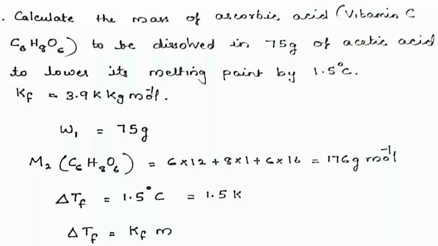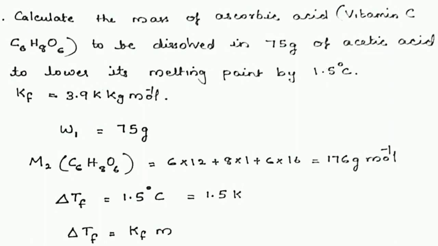you are getting 121.67 gram. Next: calculate the mass of ascorbic acid, that is vitamin C, C6H8O6, to be dissolved in 75 gram of acetic acid to lower its melting point by 1.5 degrees Celsius, and the Kf value is given as 3.9 Kelvin kilogram per mole. So we have to find out the mass of ascorbic acid. Here ascorbic acid is dissolved in 75 gram of acetic acid. So acetic acid is the solvent and ascorbic acid is the solute. So the mass of ascorbic acid has to be calculated.